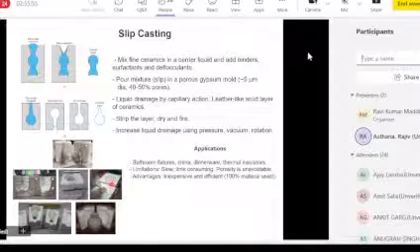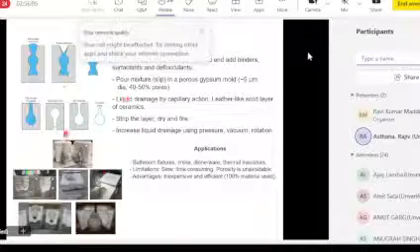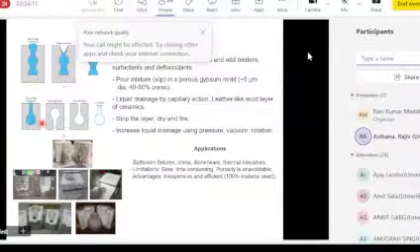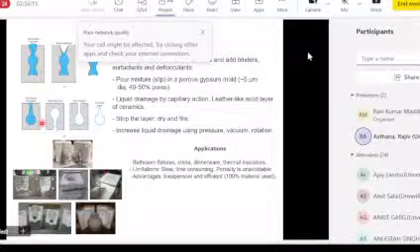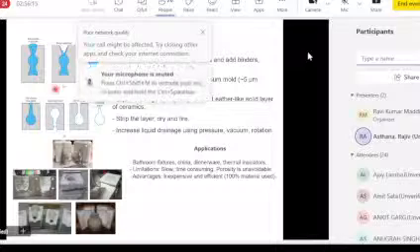So the liquid part will be drained. It will be absorbed in the plaster mold, leaving a deposit of the ceramic surface.